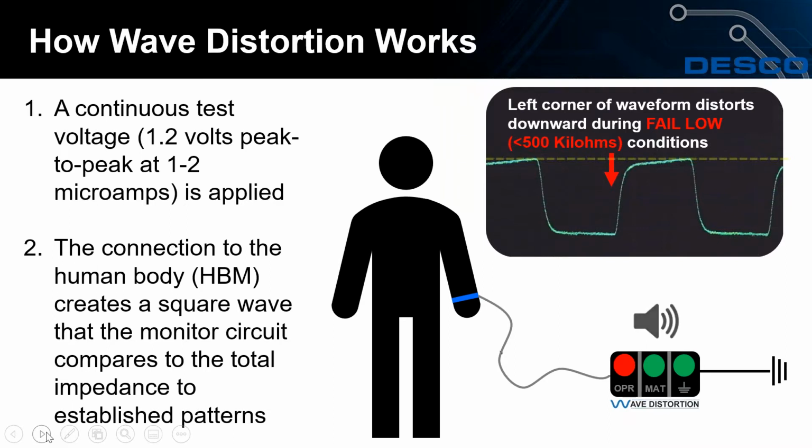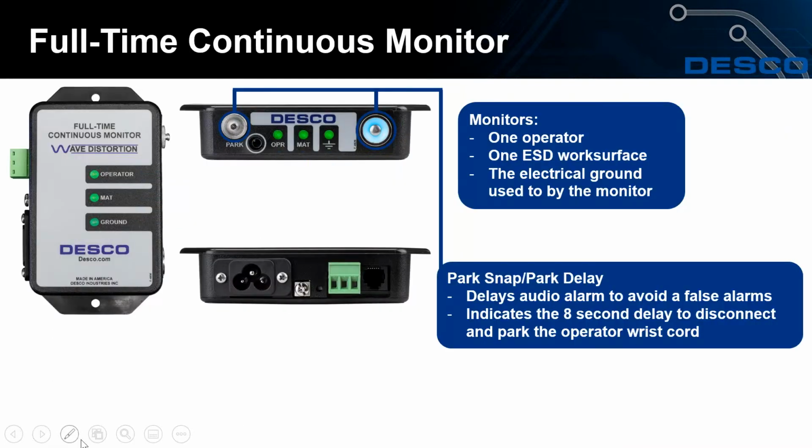Conversely, if I have a fail low, that means basically that my resistor has been shorted somehow, my safety resistor in the coil cord. So if I go below that 1 megohm number of my coil cord, which in our case, our monitors have a bottom limit of 500,000 ohms, then you'll see that left side distort. So this is one way that, if you wanted to actually see the technology working, you could do that via an oscilloscope, for instance.